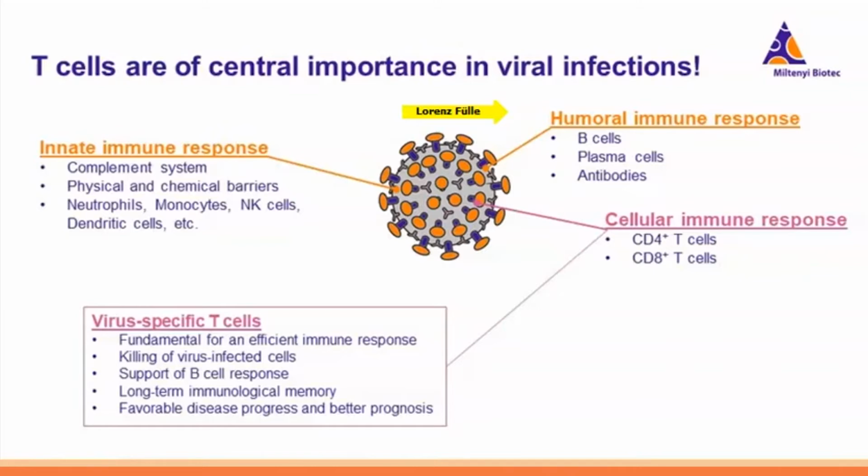But why are virus-specific T cells so fundamental for an efficient antiviral immune response? Well, they not only directly kill virus-infected cells, but also support B-cell responses and thereby directly support the humoral immune response. However, most importantly, they provide long-term immunity, and this may also indicate a favorable disease progression and maybe a better prognosis. This is also why only assessing antibody titers, either during or after infection, will not give you the full picture. And this is why we need to analyze virus-specific T cells as well.